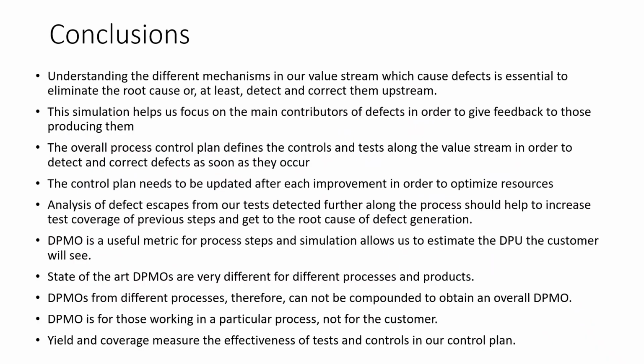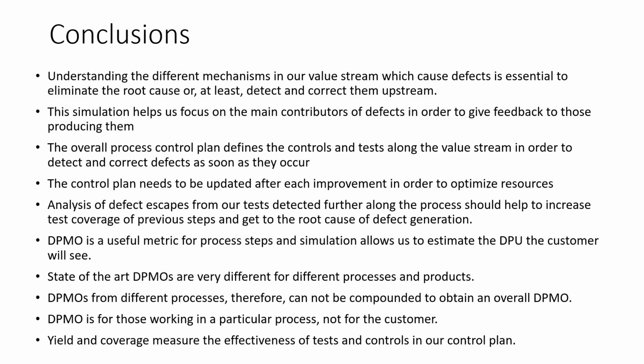These are some conclusions. Understanding the different mechanisms in our value stream, which cause defects, is essential to eliminate the root cause, or at least, detect and correct them upstream. This simulation helps us focus on the main contributors of defects, in order to give feedback to those producing them. The overall process control plan defines the controls and tests along the value stream, in order to detect and correct defects as soon as they occur. The control plan needs to be updated after each improvement, in order to optimize resources.